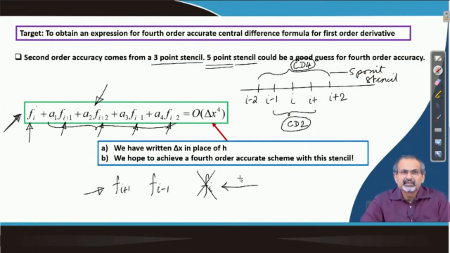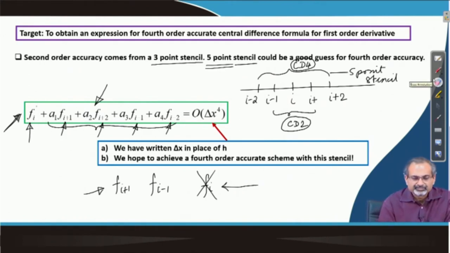This is usually the trend for first order derivatives on central stencils. So, it works in general, and then we are hopeful that this kind of a stencil will help us achieve a fourth order accuracy. So, let us set out with this target and see how far we can achieve this.